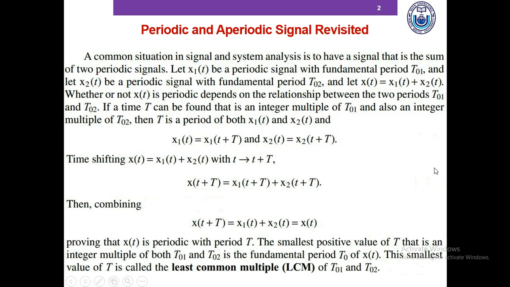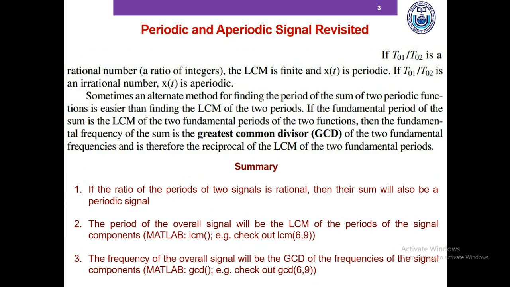The smallest positive value of capital T that is an integer multiple of both T01 and T02 is called the fundamental period of x of t. So the smallest value of T can be determined by taking the least common multiple, LCM, of T01 and T02. If you're thinking in terms of frequency, which is the inverse of period, we can also take the greatest common divisor, GCD, of the two fundamental frequencies of the component signals x1 and x2 to obtain the frequency of the resultant signal. So this is an alternative method to determine the frequency or period of the summed signal.